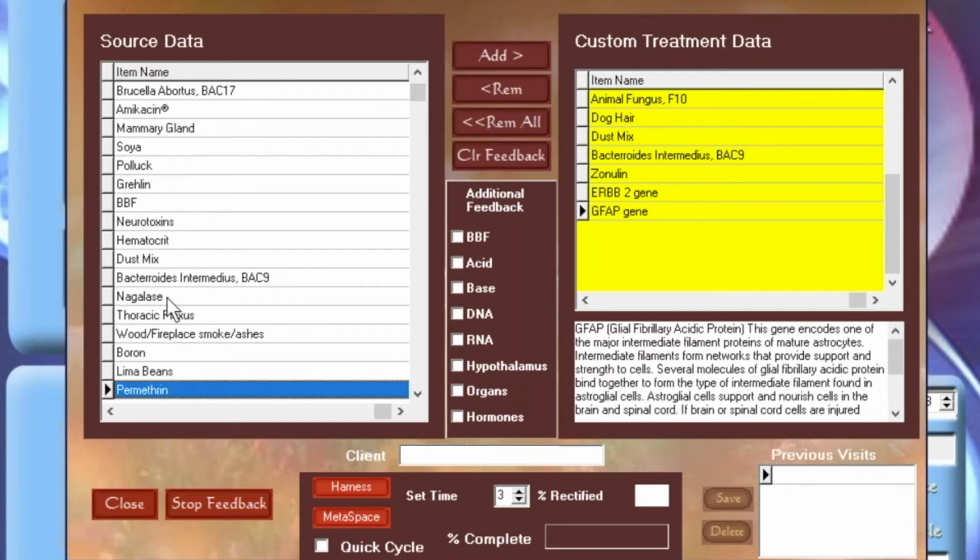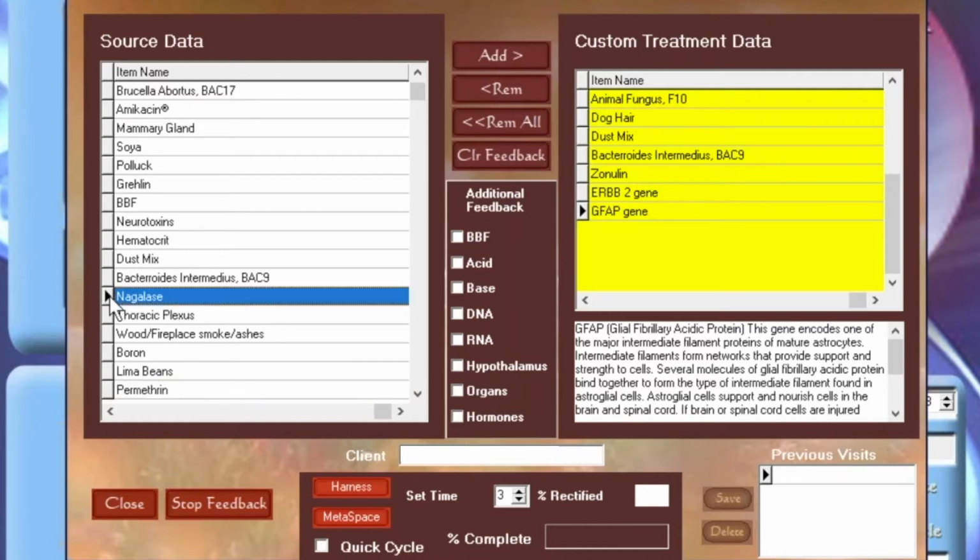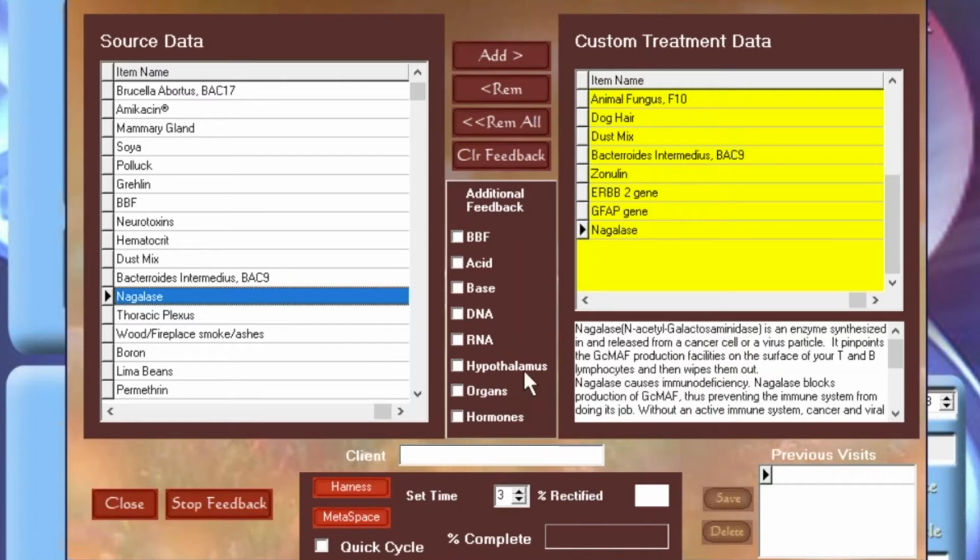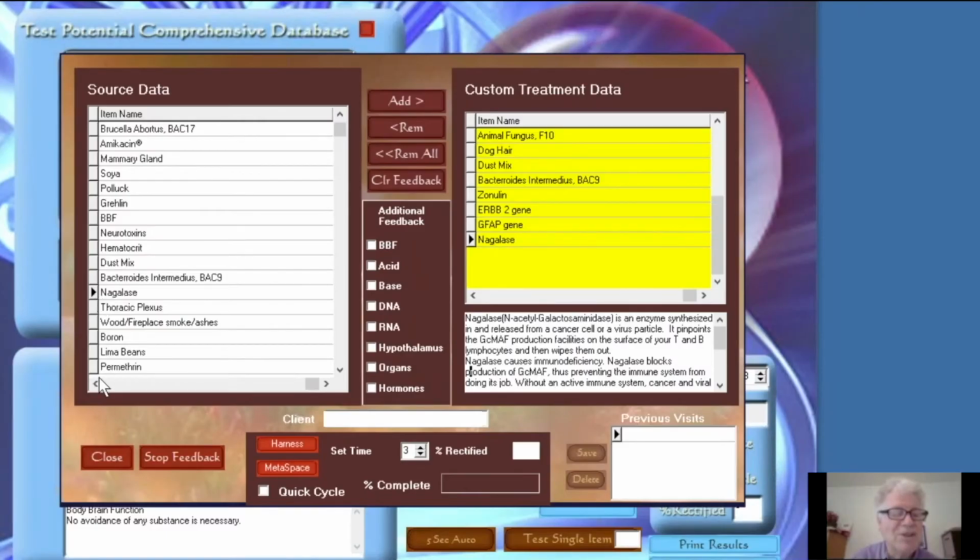So nagalase, of course, is kind of a quirk in the concept. I don't know whether to put that in or not. I don't like that it's in the scan result. I would probably put that in because it interferes. Okay, nagalase is an enzyme synthesized in and released from a cancer cell or a virus particle. It pinpoints, oh, it's cheesy math. If you find cheesy math at the bottom, you would always want to put that in to wake that up, to get it going. I'm just trying to lead you through the thought process, and you may not be quite as anal about it as I am, but those are the thought processes as you put together a treatment.